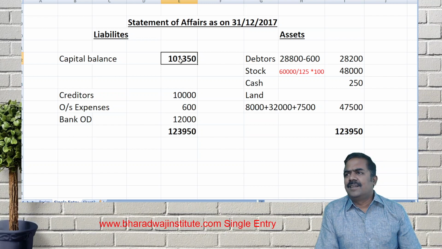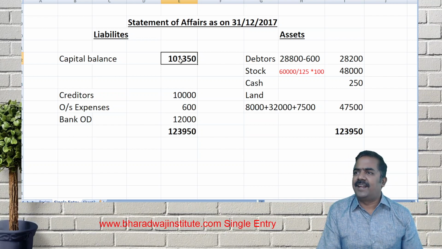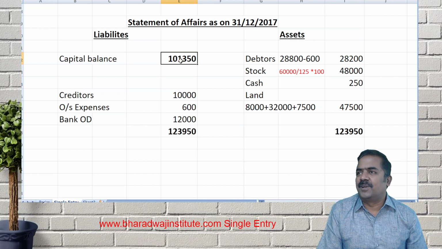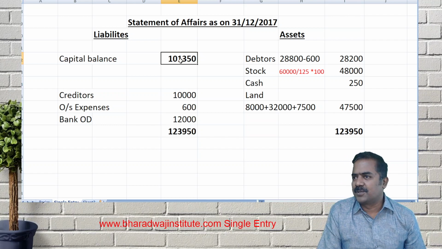That is only information for us. For example, I borrow money from the bank by giving my land. That is only to tell that it is a secured loan. On the liability side, only the loan will come. Asset value is 47,500. Loan taken is how much? 12,000 a month.